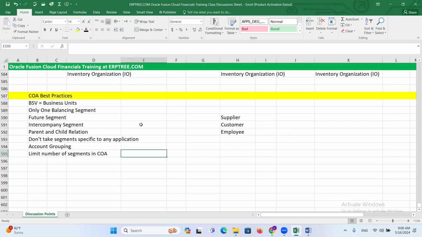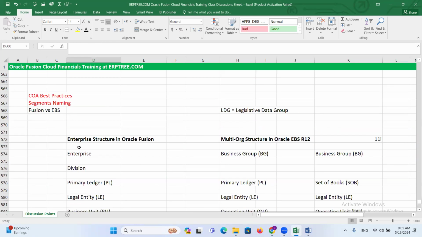It could be an exceptional case. But we will always try to limit the number of segments because every application has its own capability of capturing the data. What data you commonly require for your reporting purpose, that only we have to include as part of the chart of accounts segments. That's how it is. Any questions here, please? Now let's talk about the segments naming convention.